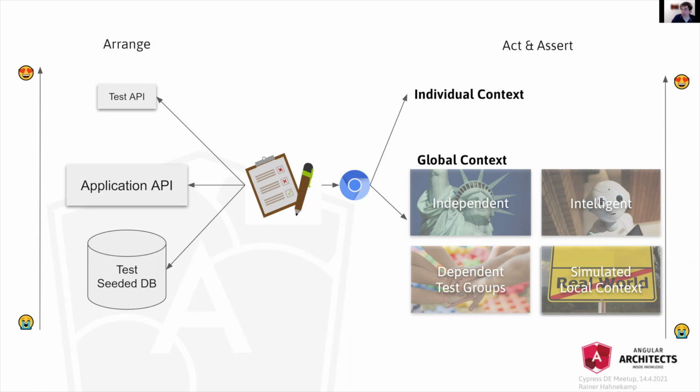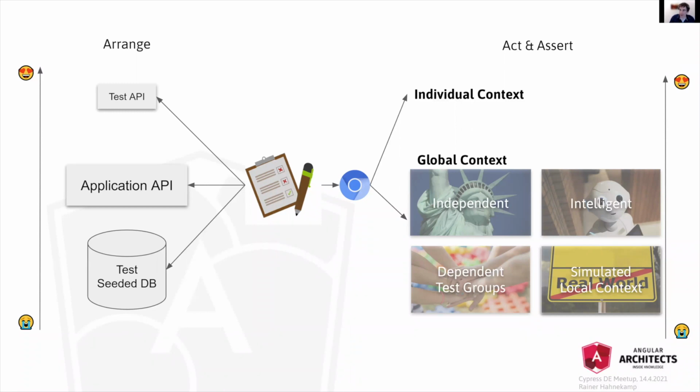And then we have, of course, the global context where you have data that is not personalized. And then again, the independent test, which is a read-only test, it does not change anything. It can depend on the test seeded database. That's fine, but run them first and make sure they don't change anything. Then we have the intelligent tests. They require more code, but they are flexible. They can really adapt to the application.